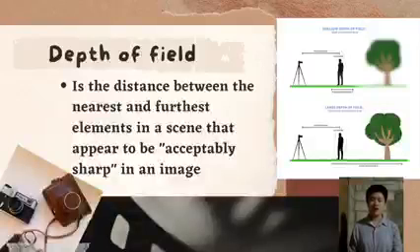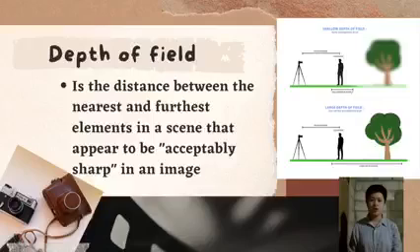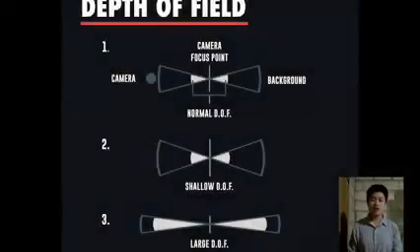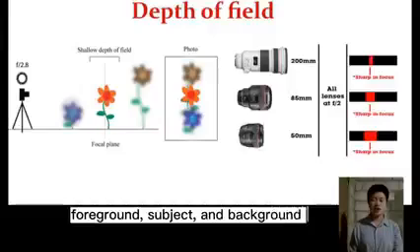Depth of field refers to the distance between the nearest and farthest elements in a scene that appear to be acceptably sharp in an image. It is the portion of the distance or depth that is in focus. A large depth of field means all or most of your photo will be focused, including the foreground, subject, and background.